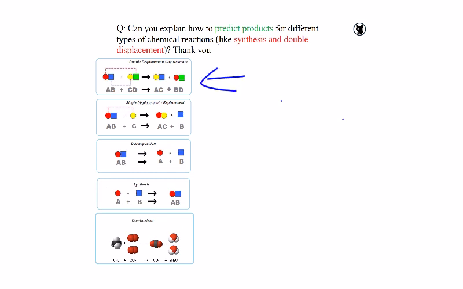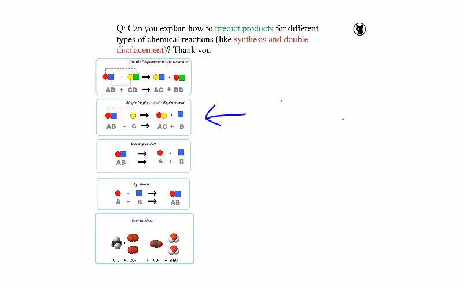The first box represents double displacement/replacement reactions. This is a type of chemical reaction where two compounds react, and the positive ions, called cations, and the negative ions, called anions, of the two reactants switch places, forming two new compounds or products.